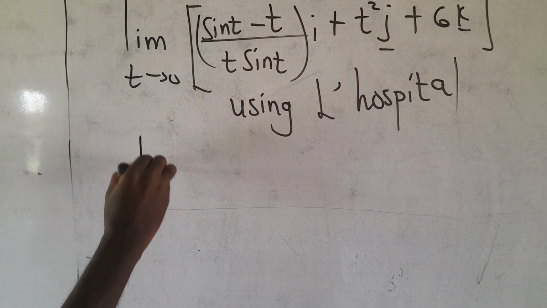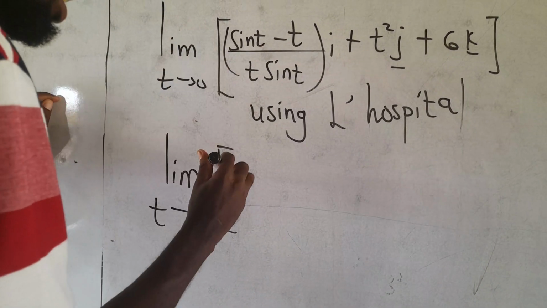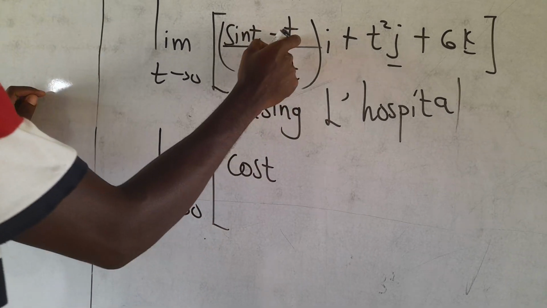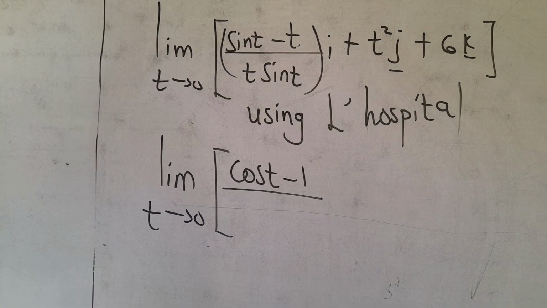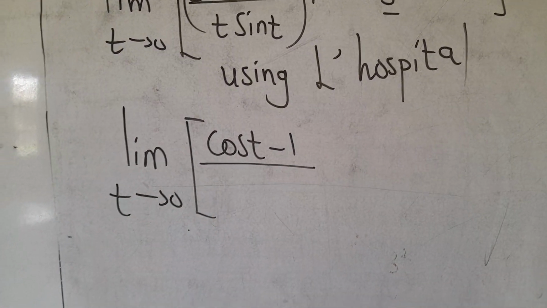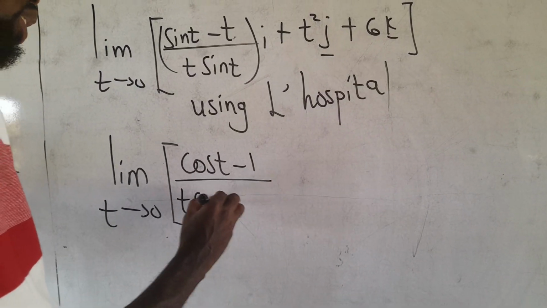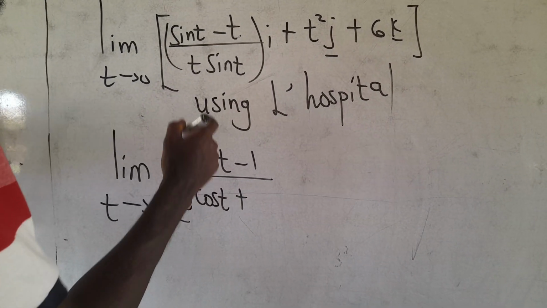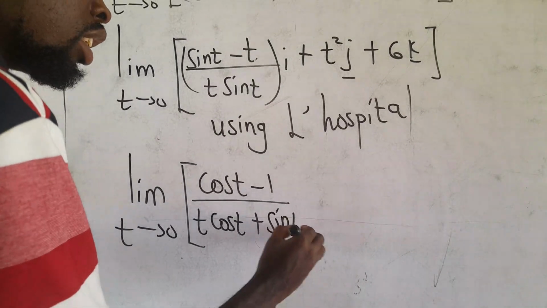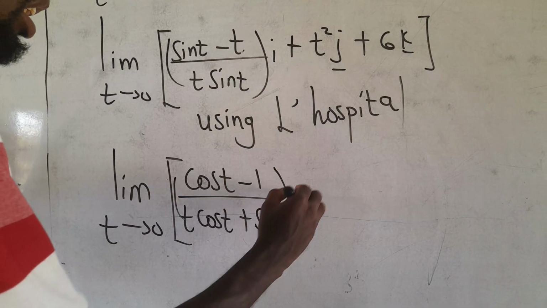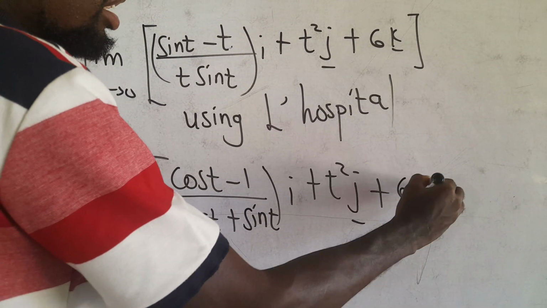So using L'Hopital, this will be the limit where t approaches 0 of, on differentiating sine t, we get cos t. On differentiating t, we get 1 all over. Now, how do we differentiate the denominator? We differentiate this using product rule. We'll keep the t and differentiate sine t, we'll get t cos t, then plus, now we'll keep sine t and differentiate t, we get 1, so we'll get sine t. And all this is in the i direction, plus t squared in the j direction, and plus 6 in the k direction.